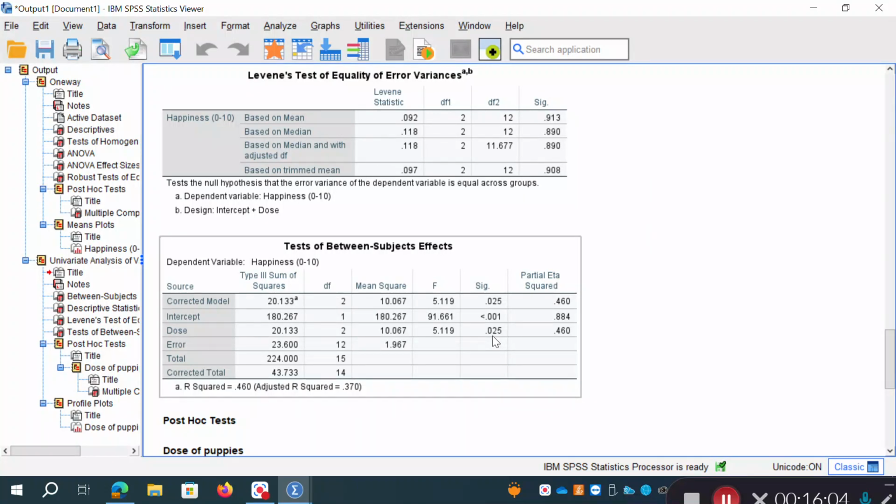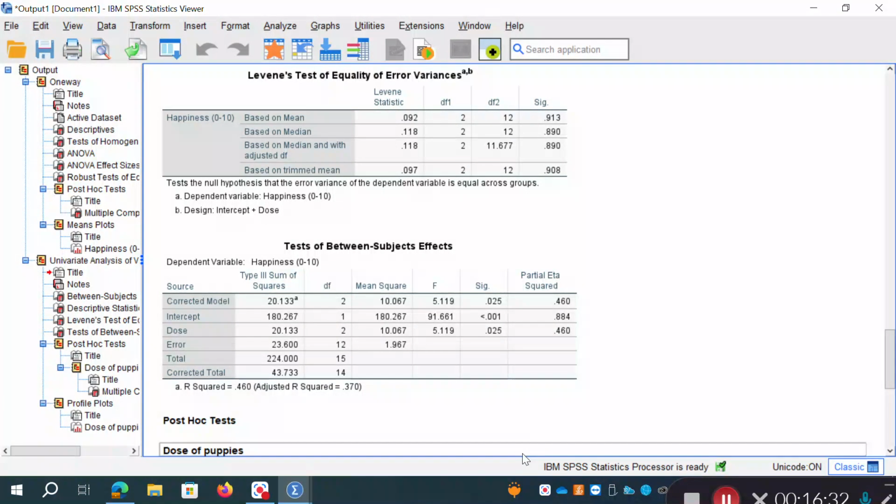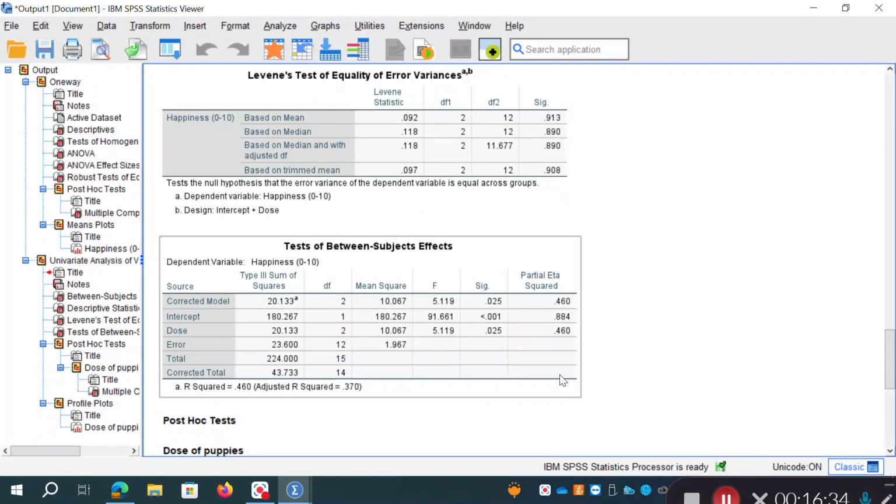Another thing to note about this table is it's given us our measure of effect size, partial eta squared, as an extra column on this between-subjects effects table, and it gives us a partial eta squared of 0.46. So it's given us exactly the same effect size as eta squared did. Partial eta squared and eta squared are calculated in slightly different ways. I won't go into too much depth about them, but what we're seeing here is still a large effect size.